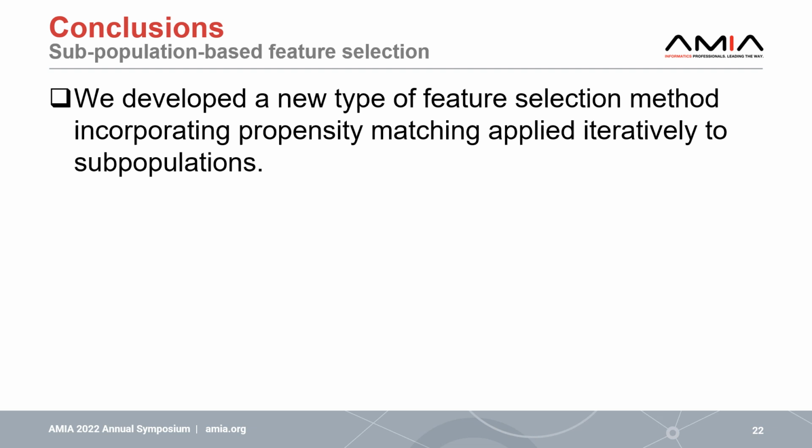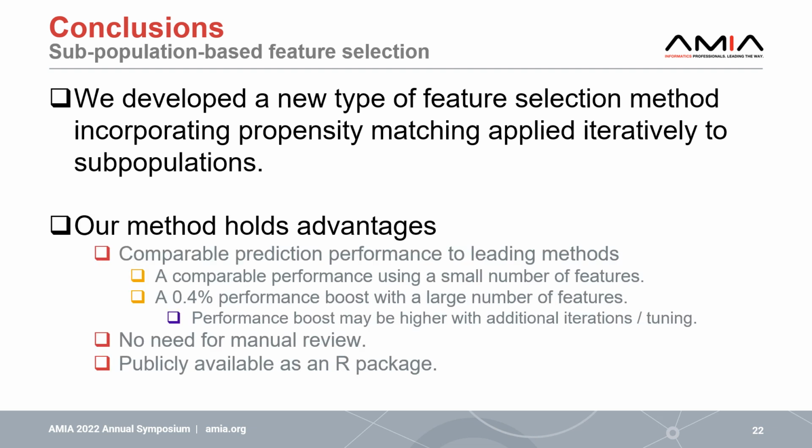So to summarize, we developed a new type of feature selection method that relies on propensity score matching. Our method has a couple of advantages. It has comparable prediction performance, using a small number of features, compared to other leading methods. It achieves some kind of a boost in performance with an additional number of covariates that were not able to be identified by other methods. And the boost could be higher depending on the number of iterations that we might apply and tuning. No need for manual review, and we have a package in R.